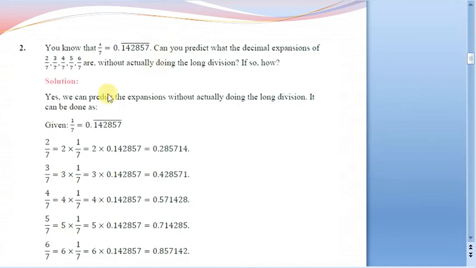The second question says, you know that 1 by 7 is equal to 0.142857 bar. That means this block of digits, the 6 digits, are going to be repeated again and again. So can you predict the decimal expansions of 2 by 7, 3 by 7, 4 by 7, 5 by 7? So this has been given to us and we have to identify without actually doing the long division, and we are asked to tell how it is possible.